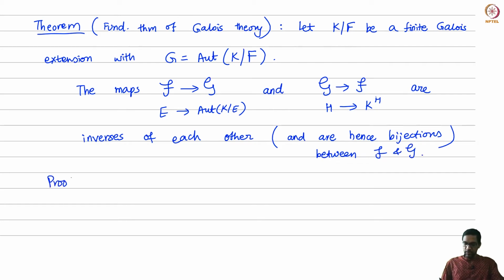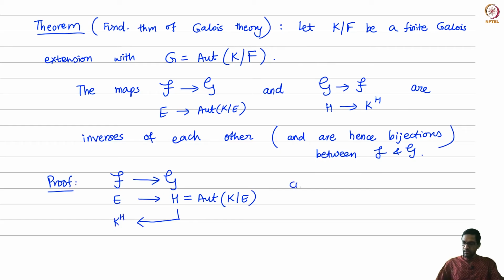Okay, let's prove this. Most of the work required to prove it we have already done by way of the various intermediate propositions that we have proved so far. Let's prove one direction first. Let's show that F followed by G, so we go from F to G and back, E to Aut_K(E), then back to K^H. The claim is that this fixed field K^H is exactly the field E.